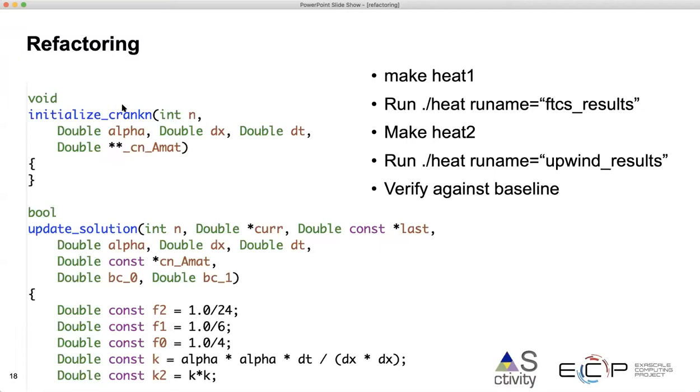And now what we do is we build the first instance by specifying the integrator we want to use. We do the same for the second instance, running it with the integrator we want to use, and then we verify both of them against the baseline. If the results match, then we have effectively done the integration.